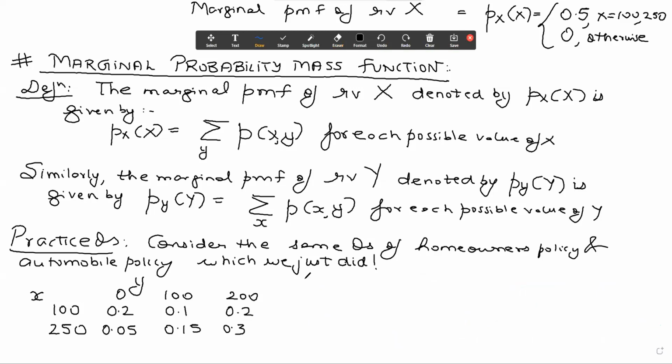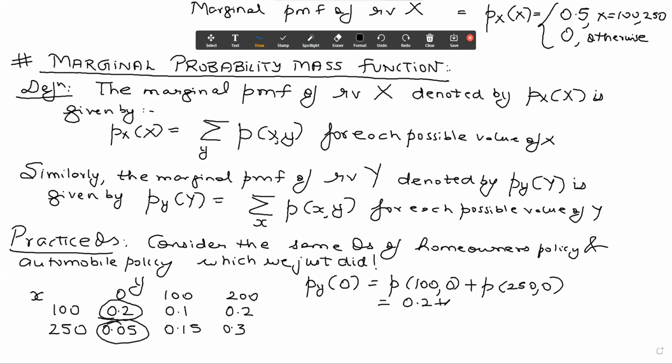So what will py of 0 be? Py of 0 means when y takes the value 0, so now I'll be adding up over x. So y is fixed at 0, so p of 100 comma 0 plus p of 250 comma 0. So this will be 0.2 plus 0.05, which is 0.25.